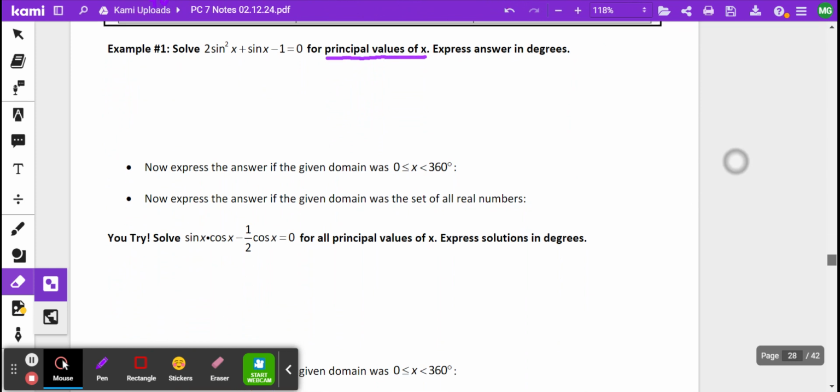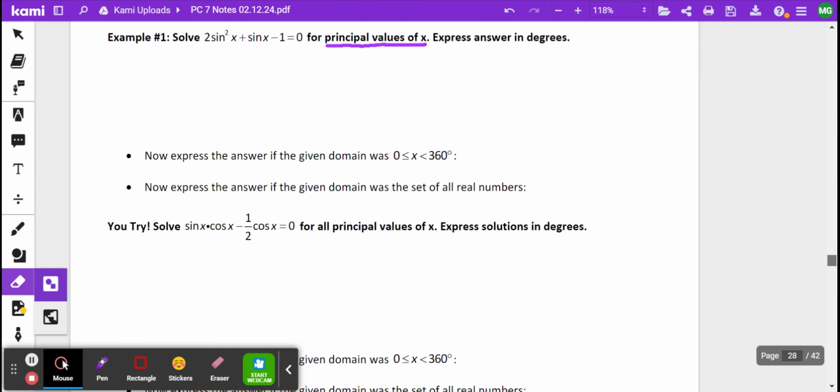So if you look at the first example, we're asked to solve this equation for the principal values of x and express it in degrees. Now, what I want you to think about is that when we're solving an equation like this, all of the rules for solving will apply. So, for example, in this problem, we're factoring a trinomial, right? We have a trinomial that's set equal to 0. We're going to have to factor that.